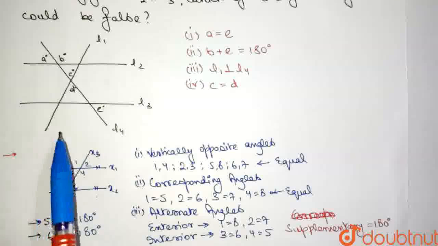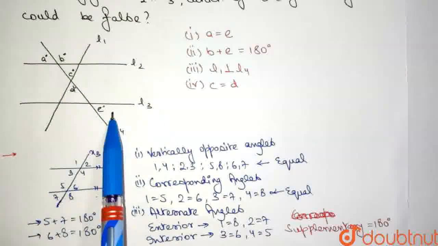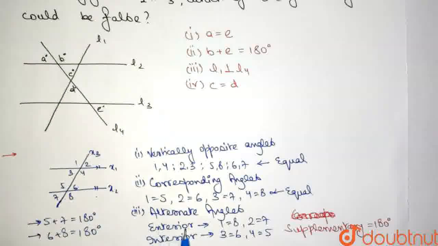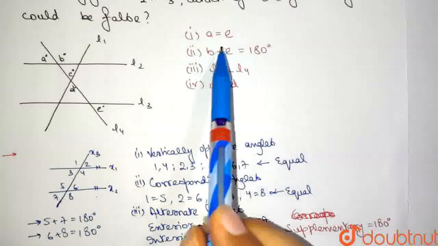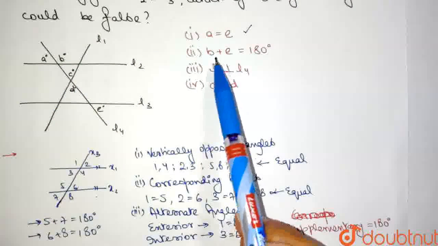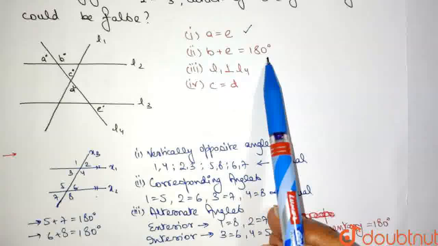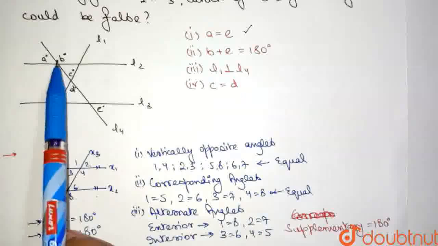So if we have L4 as a transversal to L2 and L3 which are parallel to each other, we can say that A is equal to E because they form alternate exterior angles, right? So in this case, A is equal to E is true. And the question is asking which one could be false. So if we look at the second option, it says B plus E is equal to 180 degrees. So what are B and E? B and E are over here.